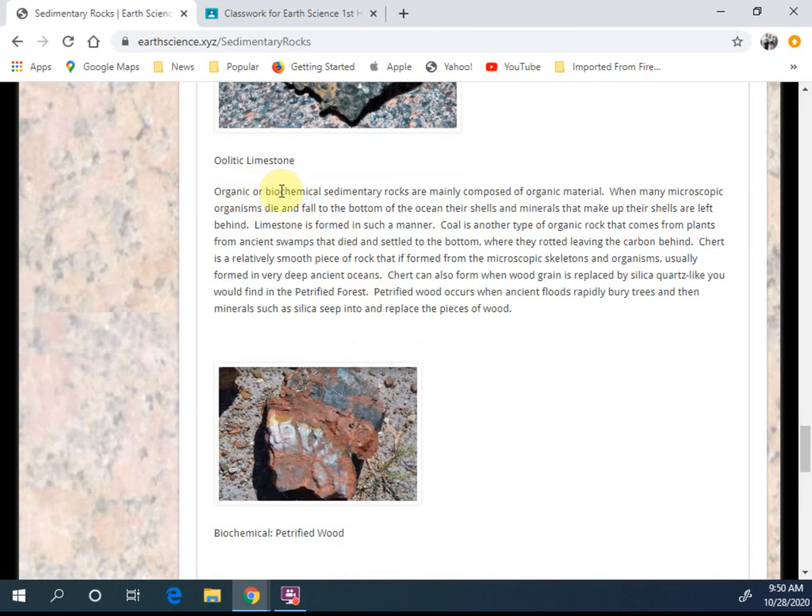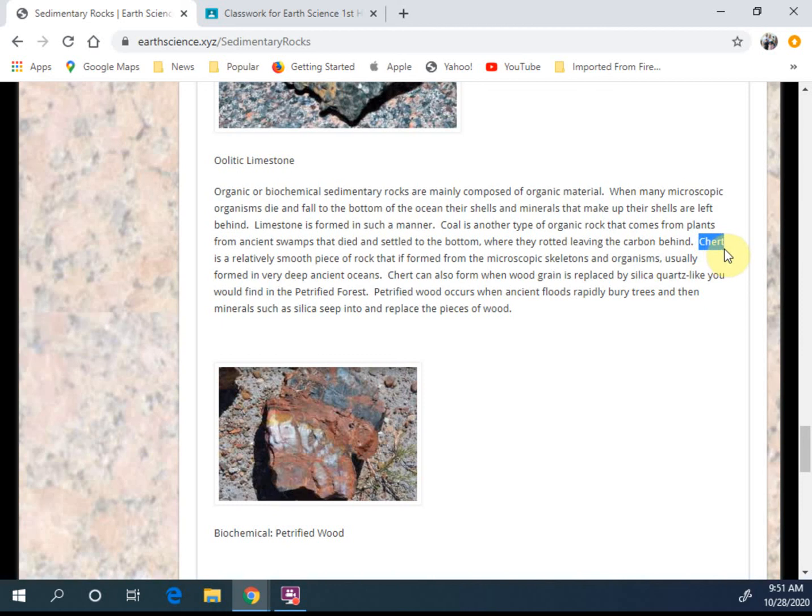And last is organic or biochemical sedimentary rocks. They're mainly composed of organic material. When many microscopic organisms die and fall to the bottom of the ocean, their shells and minerals break down and make up what is known to us as limestone. Coal is another example. Coal is organic matter, basically ancient swamps with all that dead or decaying vegetation that settles to the bottom, gets smashed, rotted together, gets compacted down, and eventually is left with carbon, and that is organic matter.